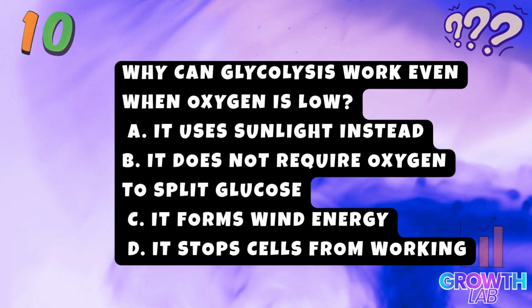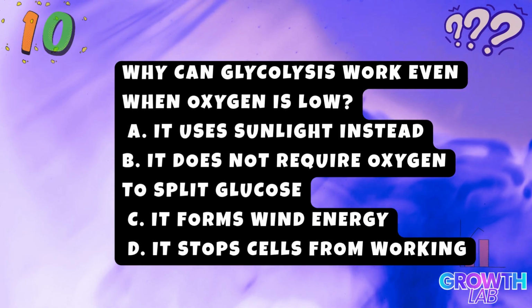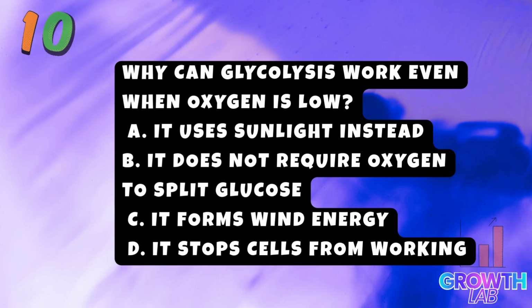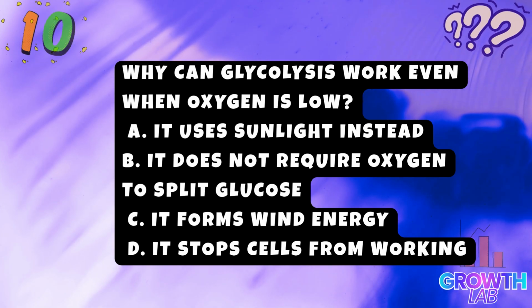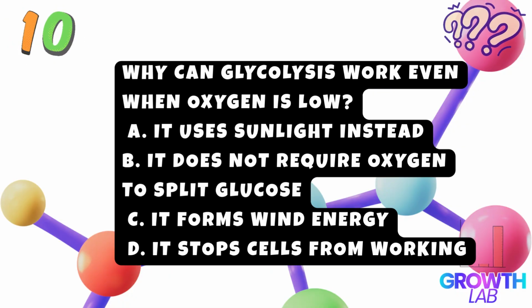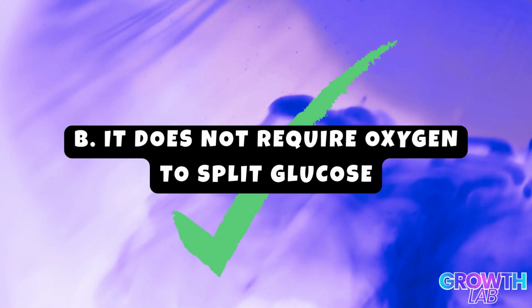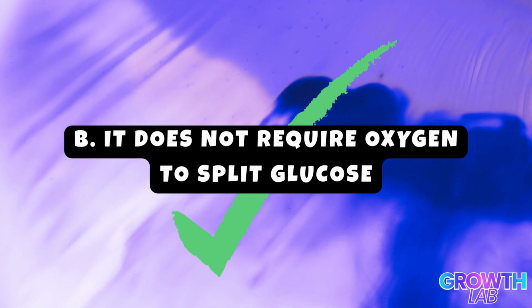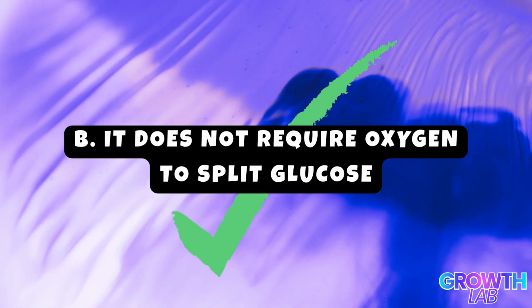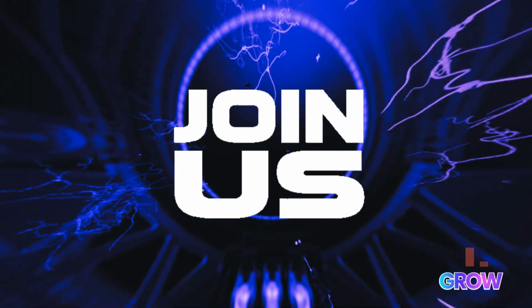Question 10. Why can glycolysis work even when oxygen is low? Answer options are: Option A, it uses sunlight instead. Option B, it does not require oxygen to split glucose. Option C, it forms wind energy. Option D, it stops cells from working. Correct option is option B. It does not require oxygen to split glucose. Glycolysis is an anaerobic pathway.